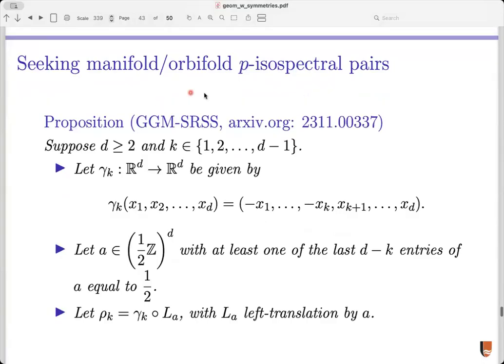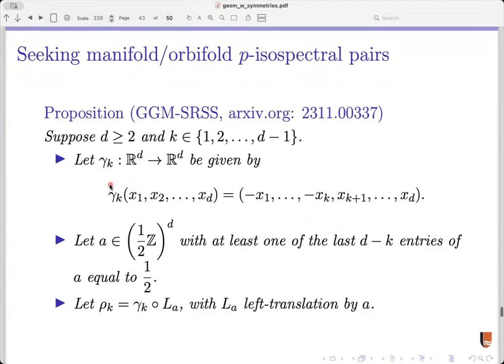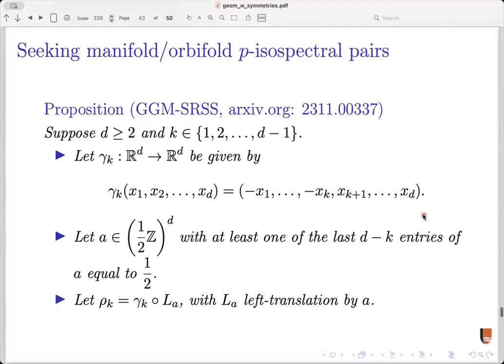So we're trying to look for manifold-orbifold pairs that are p-isospectral. To do it, we will look at the following setup. So we want a dimension d greater than or equal to 2, and k is any number between 1 and d minus 1. We define this mapping gamma_k from R^d to R^d. What does it do? It's going to negate the first k components of my d-tuple and leave the remaining components fixed. Nothing is going on there. So that's our first tool. I view it as an isotropy element.